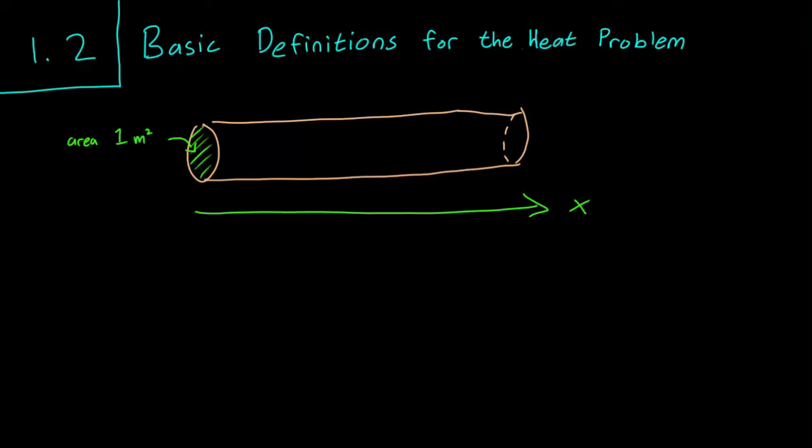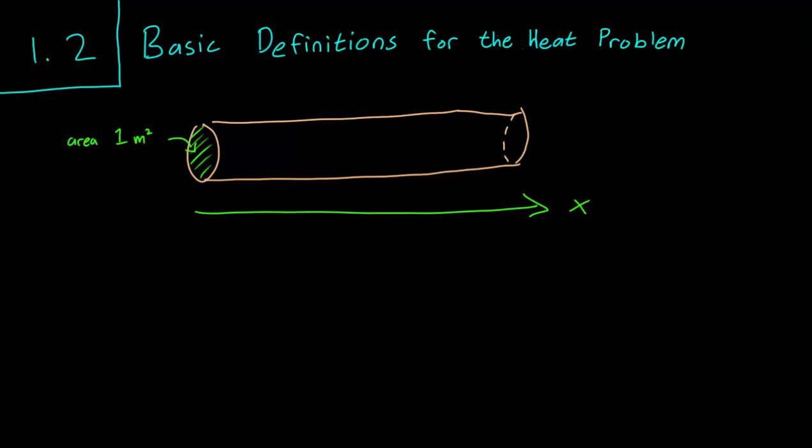Hello class, this is section 1.2. In this video, we are going to discuss some basic definitions for the heat problem. The heat problem concerns the flow of heat in a one-dimensional iron rod.